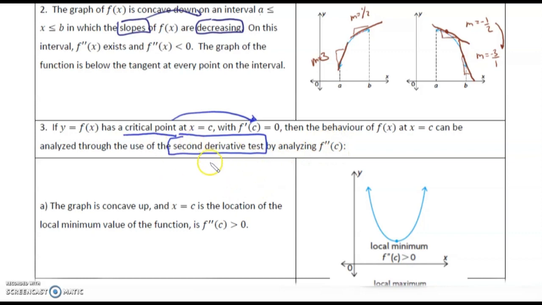So here's what the second derivative test tells us. The graph is concave up at that critical point, and that critical point x equals c is the location of a local minimum value of the function, if f double prime at c is greater than 0. So we're going to have a local minimum.